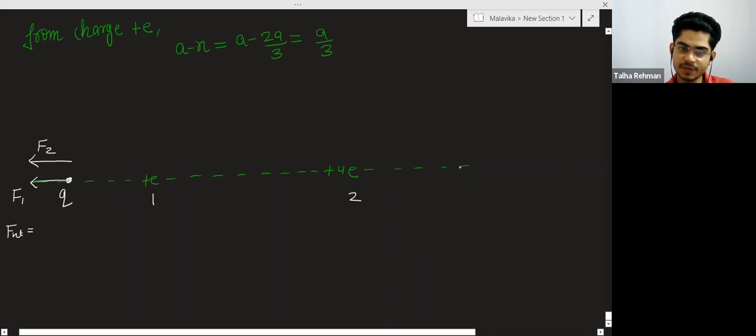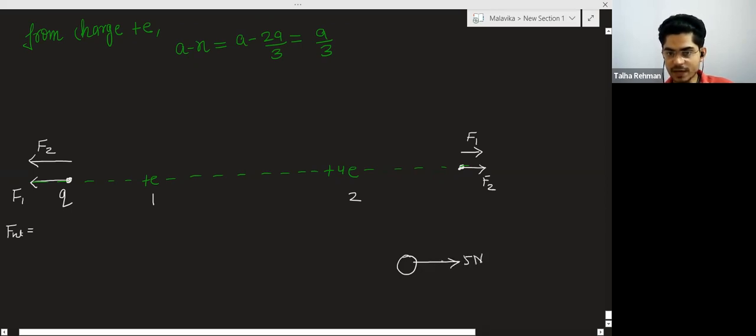In the same way, if I put the charge here, due to this charge the force will be in this direction, and again due to this charge the force will be in this direction, so they will never cancel each other. Suppose a charge is a body, and someone applies a 5 Newton force like this, and again someone applies a 5 Newton force in the same direction on this body. Can this body be in equilibrium?